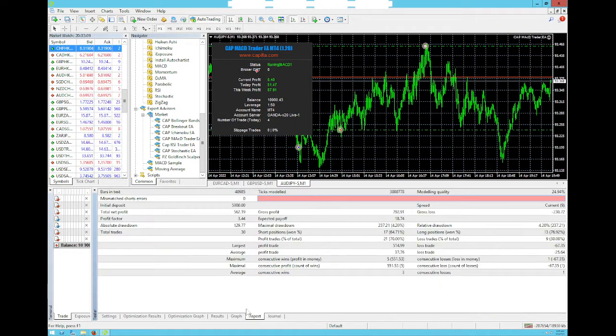Let me go to my report. So my profit factor went down. When you're actually calibrating it, you want a higher profit factor. But that's still good enough for me.